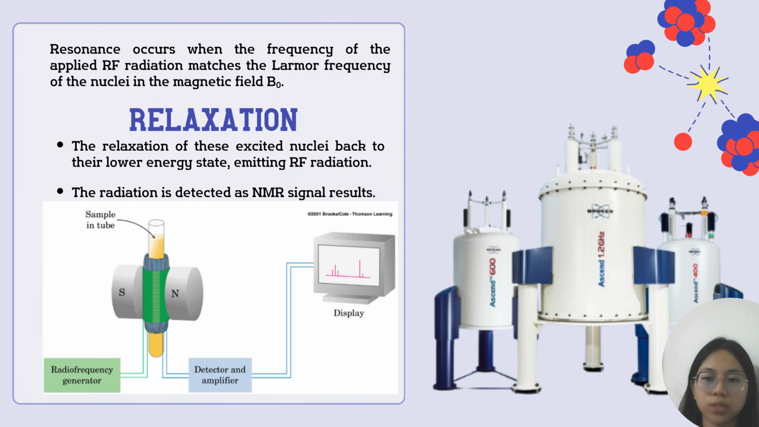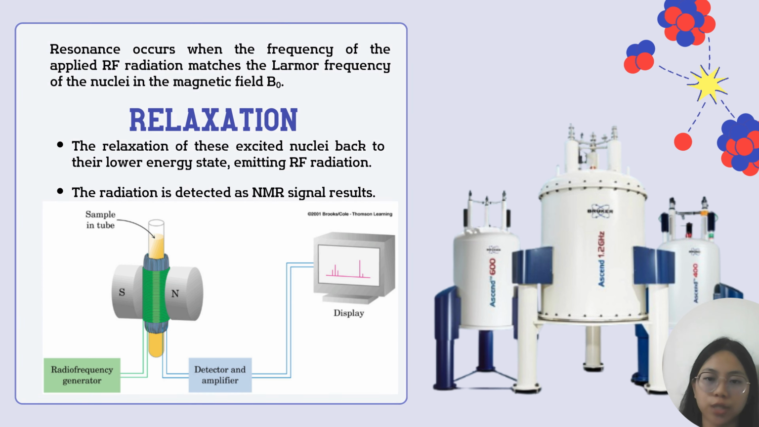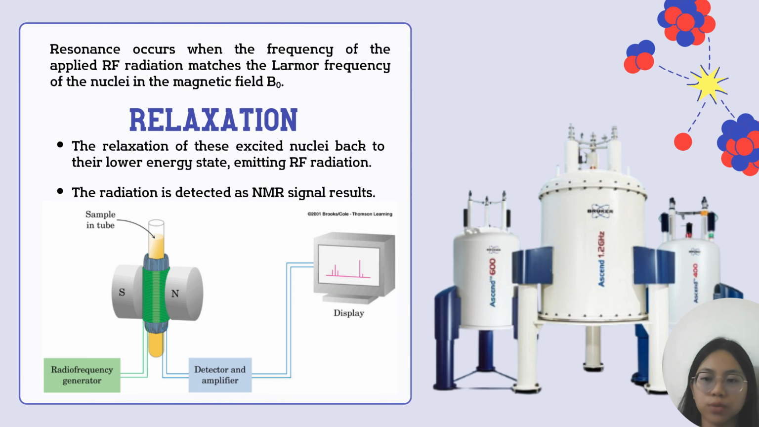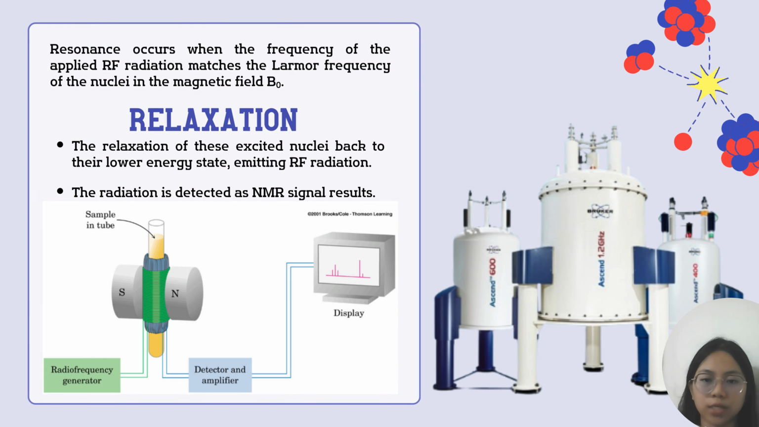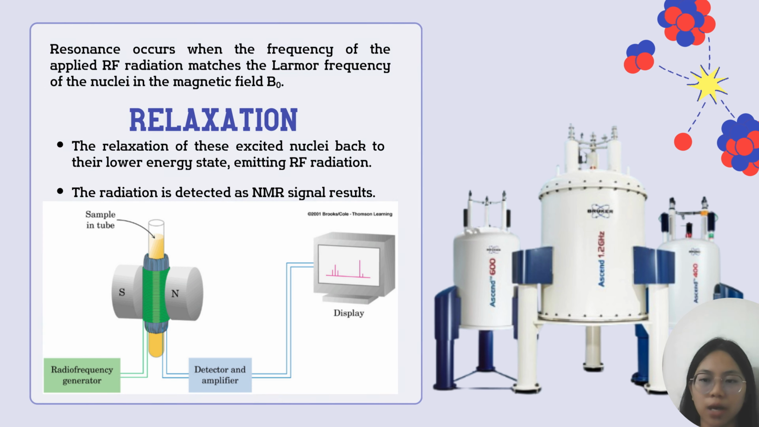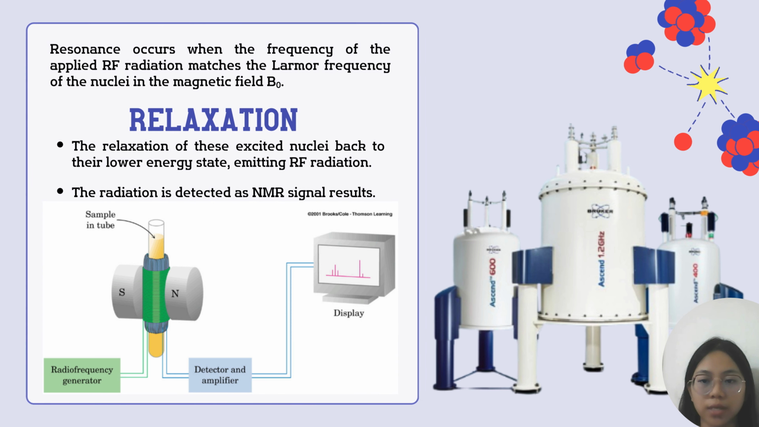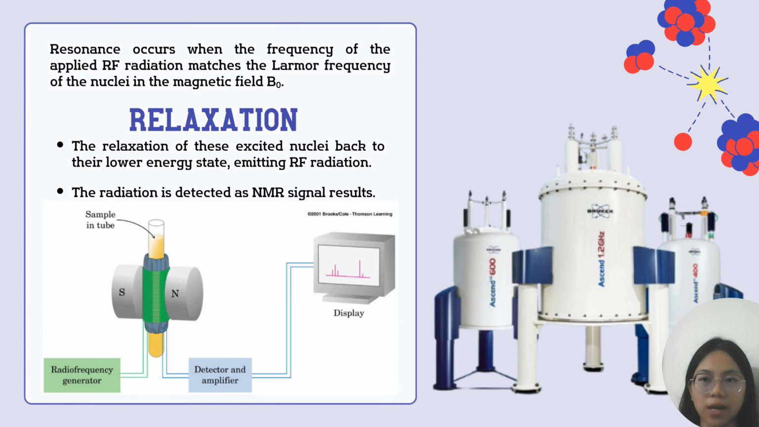Resonance occurs when the frequency of the applied RF radiation matches the Larmor frequency of the nuclide in the magnetic field. Once nuclei are excited to a higher energy state, they eventually relax back to their lower energy state, emitting RF radiation in the process. This emitted radiation is detected as the NMR signal, which is crucial for analyzing the sample.